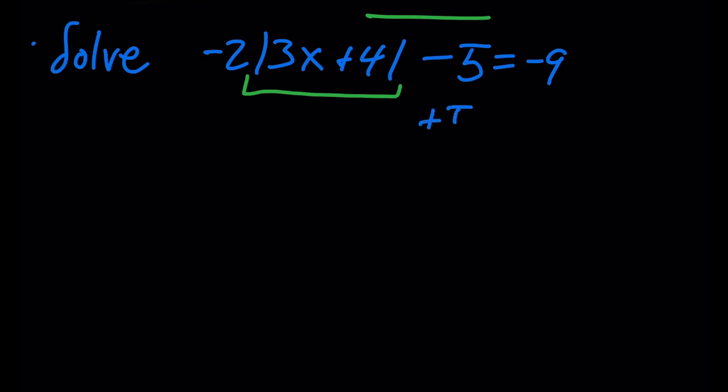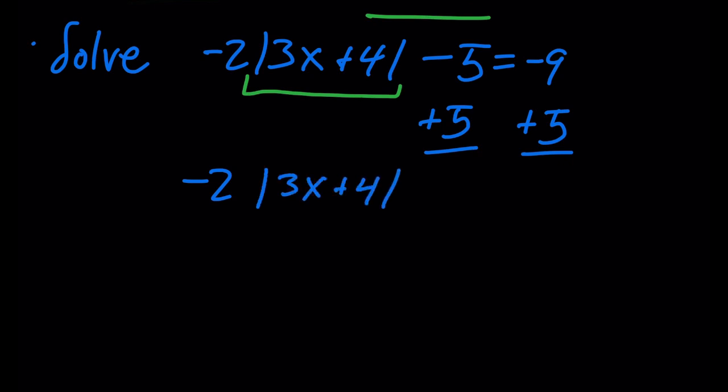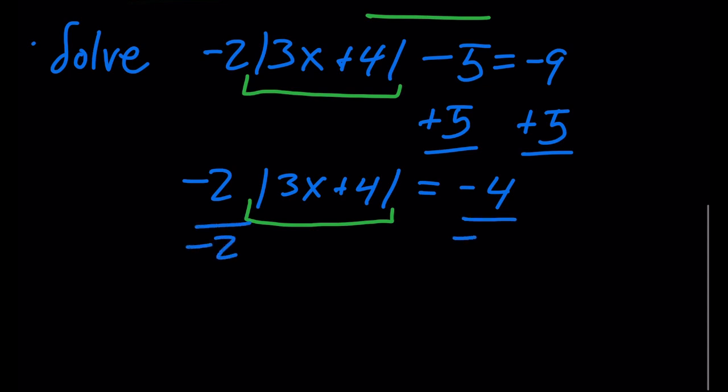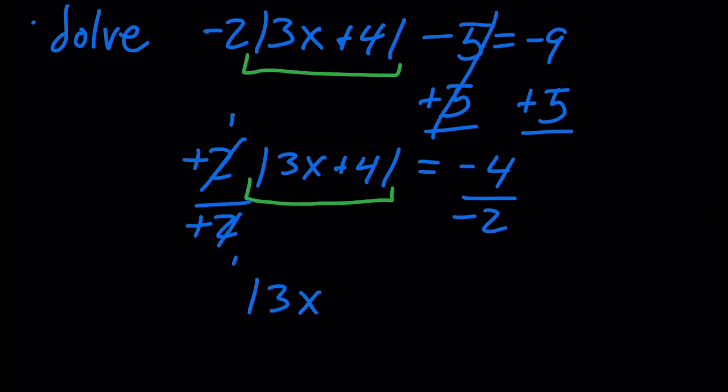You add 5 to both sides. The absolute value of 3x plus 4 times negative 2 equals negative 4. Now we're going to again keep this absolute value expression. Don't move it. We're going to get rid of this negative 2 by dividing both sides by negative 2. The absolute value of 3x plus 4 equals positive 2.